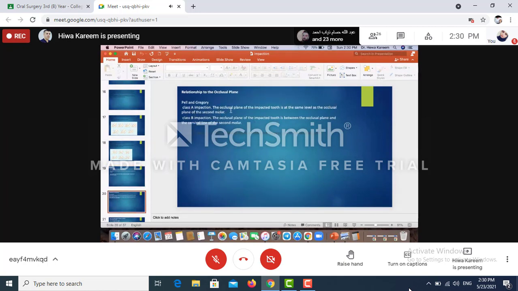Class A, the occlusal plane of the impacted tooth is at the same level as the occlusal plane of the second molar. Class B, the occlusal plane of the impacted tooth is between the occlusal plane and the cervical line of the second molar. Class C, the impacted tooth is below the cervical line of the second molar.